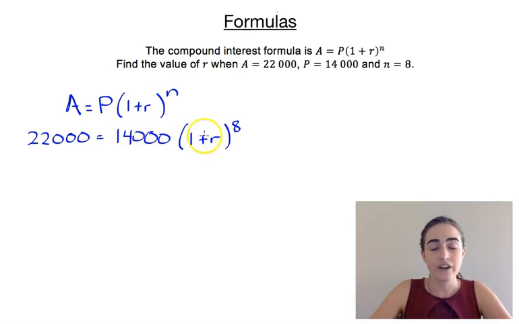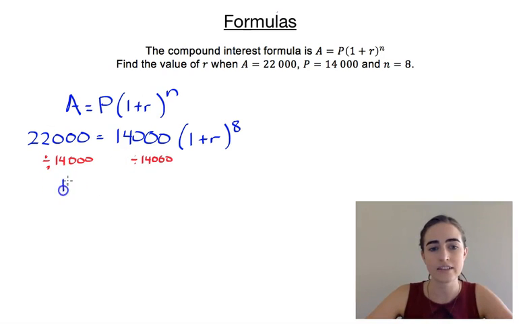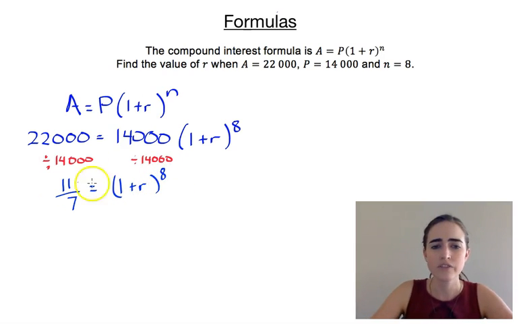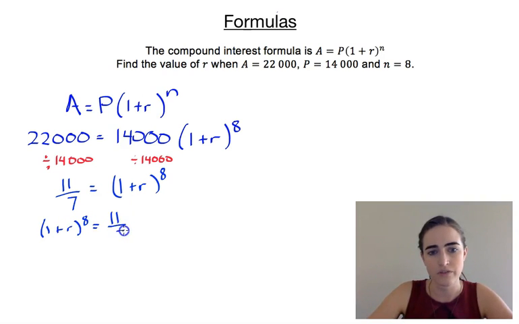So now we need to rearrange it to eventually get this r on its own. So what we're going to do is we're going to divide by this 14,000. So we'll do that to both sides. If you put that in your calculator and write it as a simplified fraction, we end up with 11 over 7. And we've got 1 plus r to the power of 8 left on this side. I'm just going to rewrite it so that we've got our variable on the left-hand side of our equation. So that's just flipping the whole thing over.